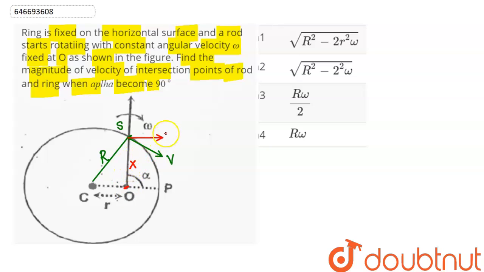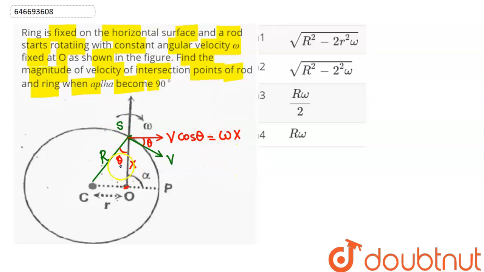So this point will have this component. If this angle is theta, we know the total angle is 90, so this angle is 90 minus theta, and this angle also simplifies as theta. Hence, resolving V along this direction, V cos theta comes out to be omega into x, the distance from the point O about which the rod is moving with angular velocity omega.